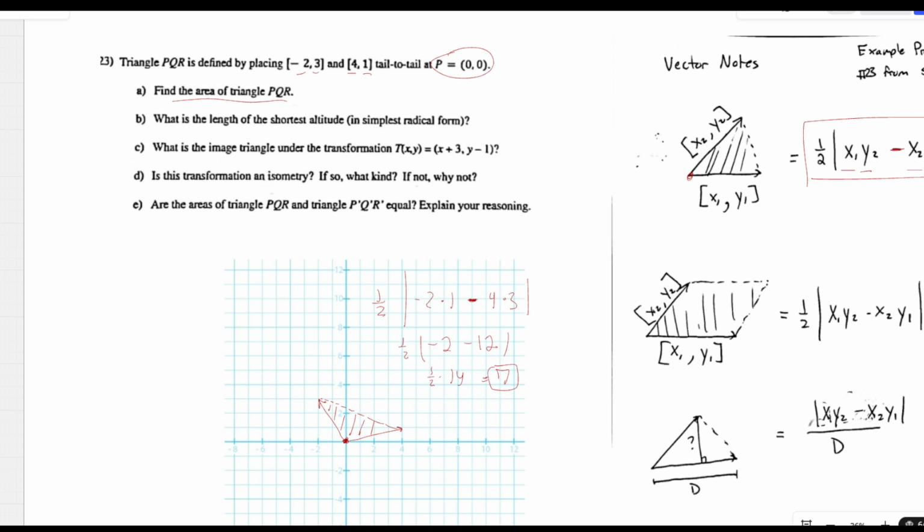I look at it and go, yeah, it looks like there's maybe 7 full squares in there. I guess I should be careful and see if there's any units in this one. I don't see any units. I guess if I wanted to, I could put units squared for area. The length of the shortest altitude in simplest radical form.